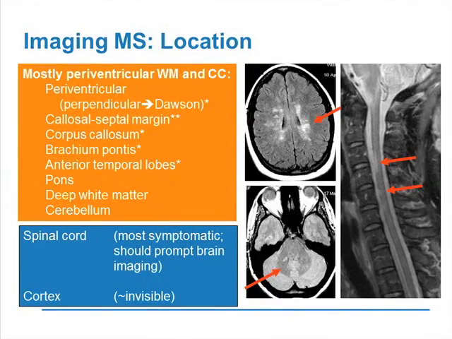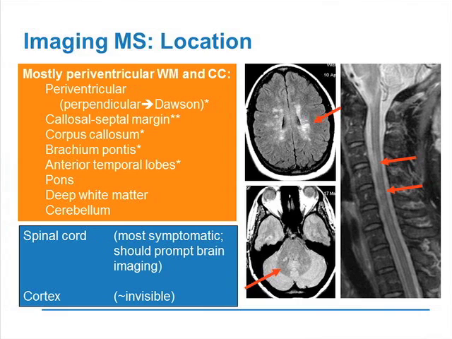So let's think of imaging multiple sclerosis in three domains. There's the spatial domain, where the lesions have their locations, the time domain and how they evolve, and the characteristics, and that's going to depend on which sequence that we use. So we'll start with looking at the location characteristics of multiple sclerosis lesions.